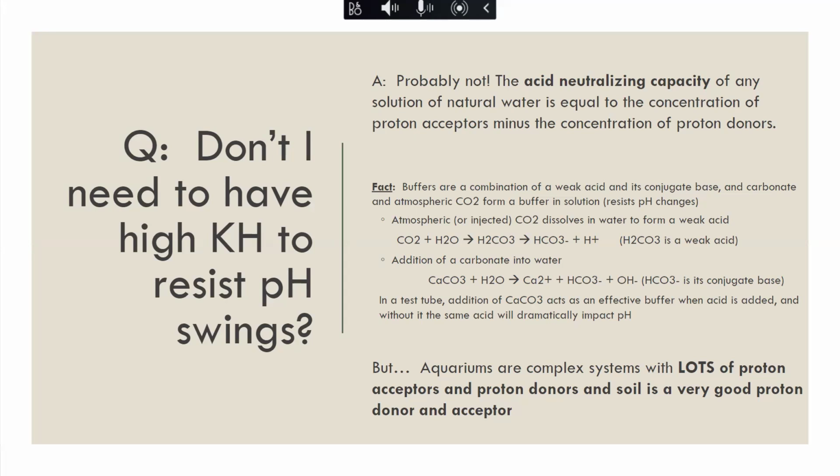But in an aquarium, you have lots of different proton acceptors and proton donors, not just in the water column, but also in the organisms, plants and fish that you have in the tank, and especially in the substrate. And if you have soil like aqua soil in the tank, then soil is probably one of the best proton donors and acceptors that you will find around.